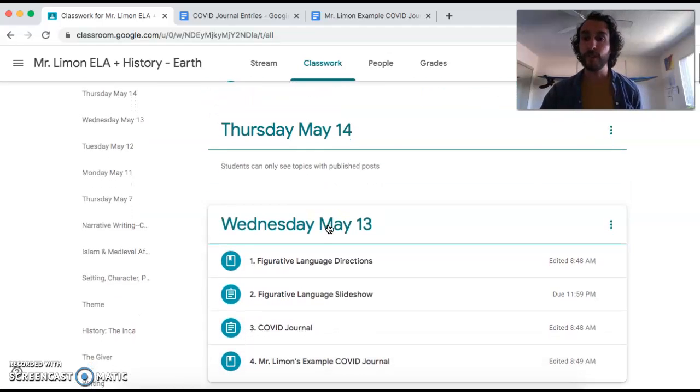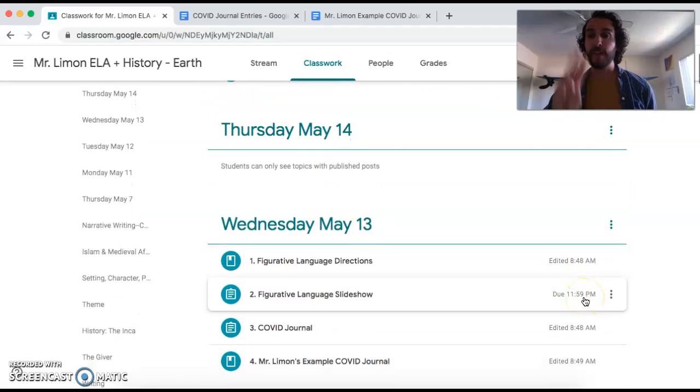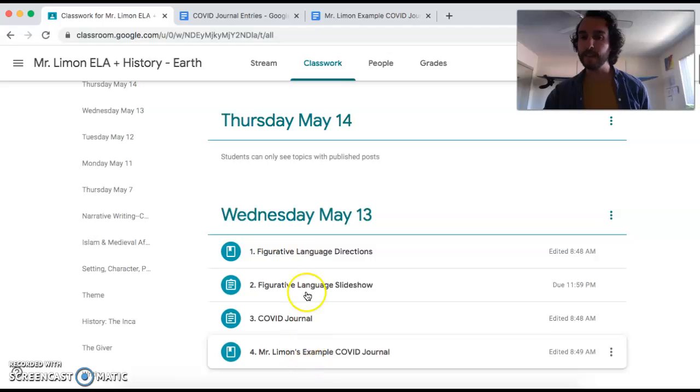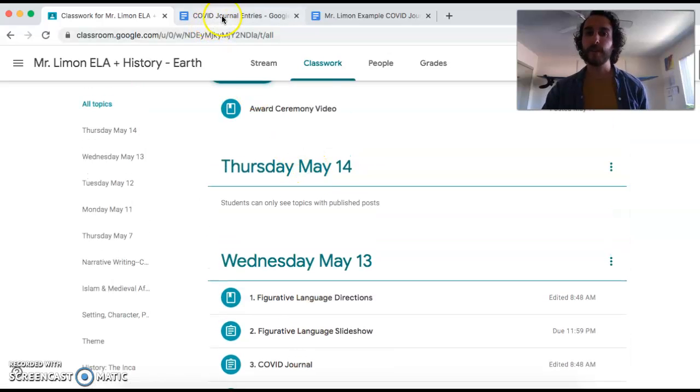Tomorrow there are going to be three things there. There's going to be COVID journal, which has all of your individual COVID journals. It's going to have my example COVID journal, and it's going to have this COVID journal entries list. Now, many of you have not completed all of your entries so far. So I'm giving you today to make those up, okay? If you've done every single one, like I said, you don't have to do anything.